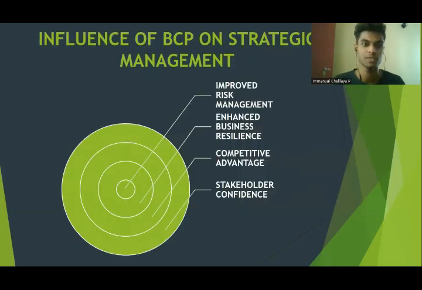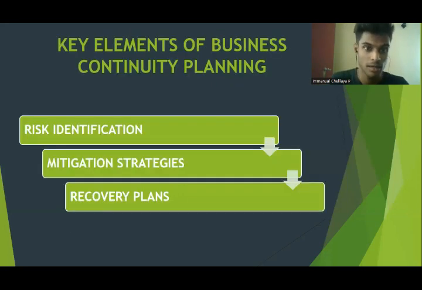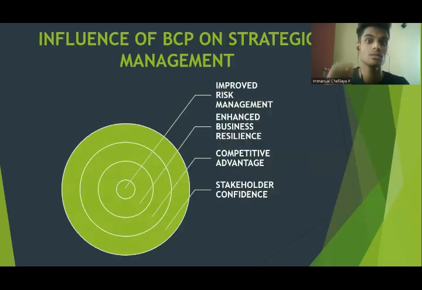Let's move to the next part, the influence of BCP on strategic management. Business continuity planning is an integral part of any organization. So how does it influence strategic management? First is improved risk management. As I mentioned earlier, it helps to identify risk. When a risk is identified in the first place, managing it becomes the easier part, isn't it? It provides proactive identification of risk, helps to assess how long it could occur, and also helps to take a better decision depending on the analysis of the risk.